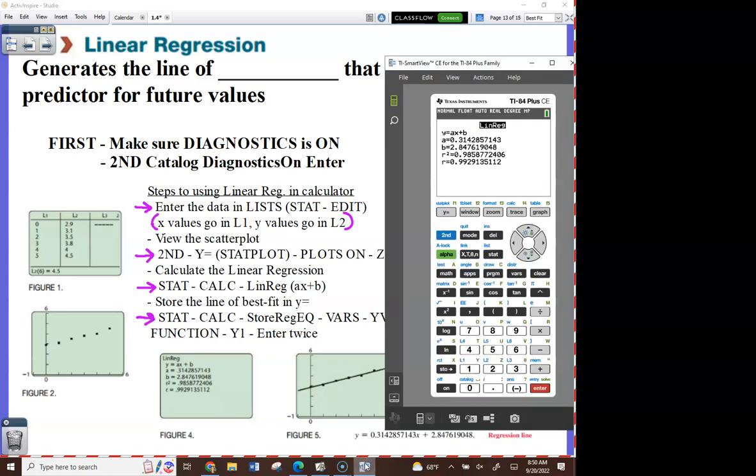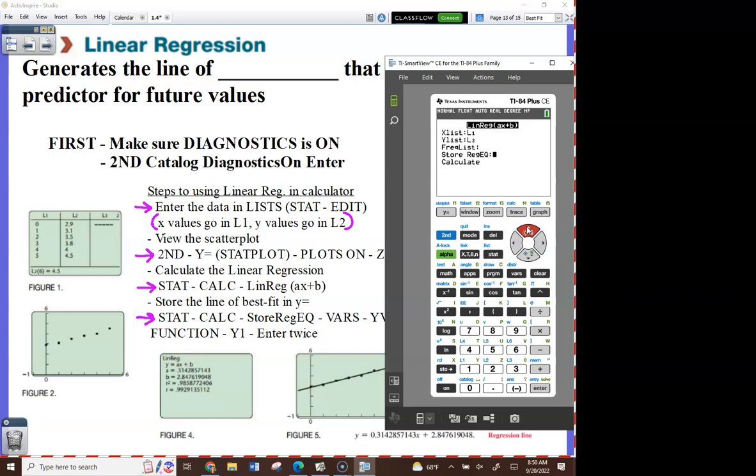Now, you should be on this screen. Let me go back to it. That's the screen you're on, right? Scroll down to where it says store reg EQ. That means, where do you want me to store the regression equation? So scroll down. Oh, I went too far. Now here's where we put equations and lines in our calculator: y equals. We want to say, hey, I want you to put it in y equals. Now, in y equals, how many equations can there be? A lot, right? We want it to go in y1.